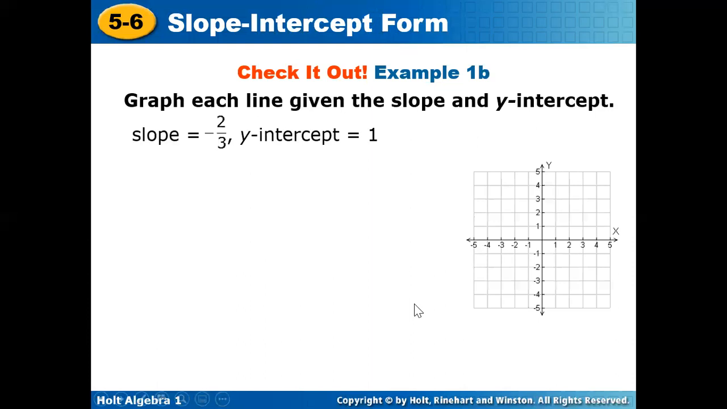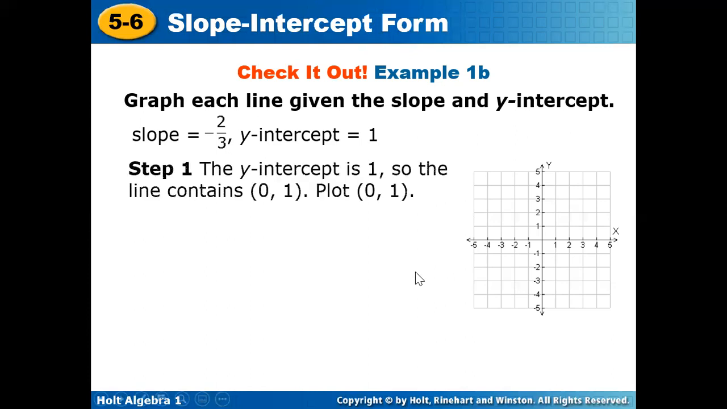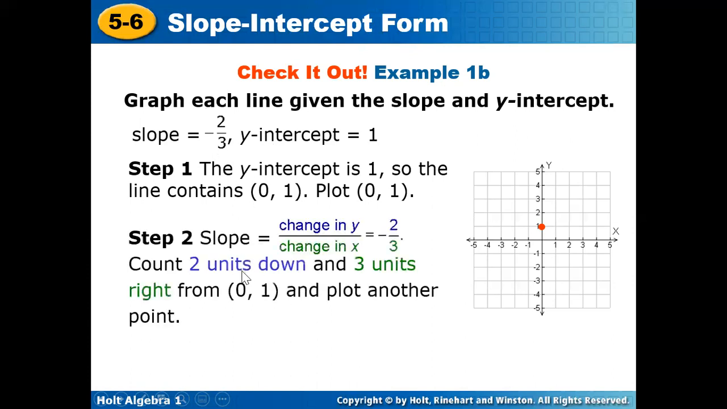Same thing, pause the video and try and graph this line. All right, here we are. Our y-intercept is +1. Plot that point. And then our slope is -2/3. Once again, the negative sign can either go with the 2 or with the 3. It really doesn't matter. Most of the time, we do it with the top, with the numerator.